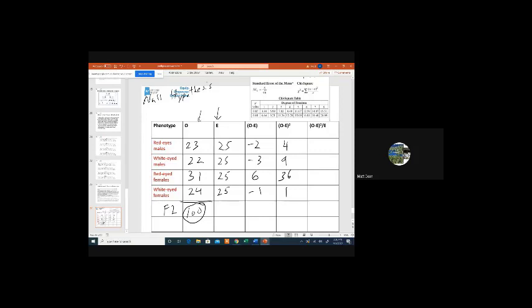Now we want to go O minus E squared over E. Now you can work this in decimal. I'm going to work it in fraction because I think it makes it easier. So O minus E squared was 4, and my expected for this row was 25, 4/25. And again, you could do that 4 divided by 25 in decimal if you wanted to. Next one, O minus E squared is 9 over my expected 25. Next one, O minus E squared, 36 over expected 25. And finally, O minus E squared, 1 over expected 25.